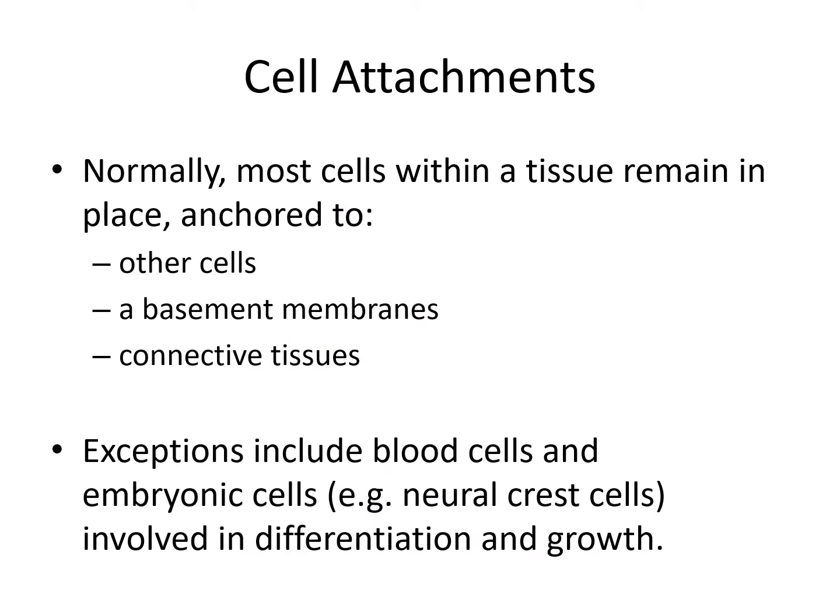Normally, most cells within a tissue are going to be anchored to neighboring cells, or to a basement membrane, or to connective tissues. It's not always the case, though. Blood is the most notable exception. Of course, blood cells are just surrounded by plasma. During development, we also have some cells that wander throughout the embryo, and neural crest cells are a nice example of that. We'll talk about them later when we talk about the development of the nervous system.